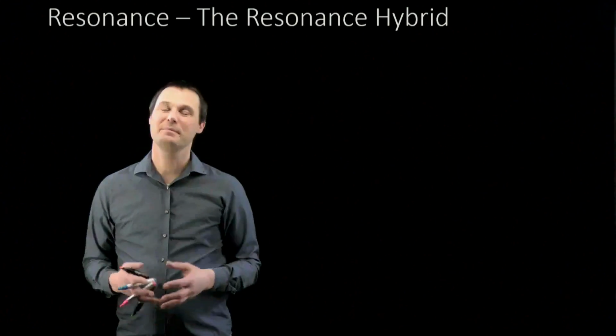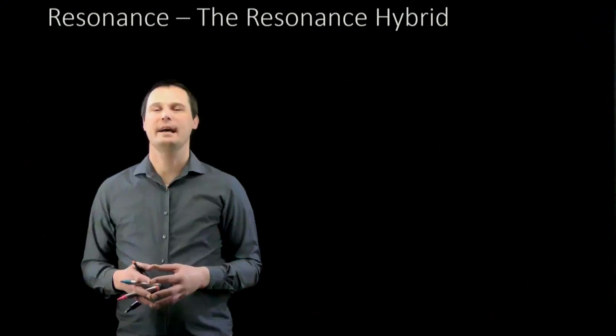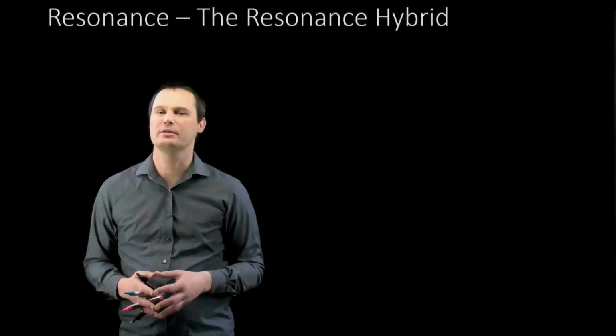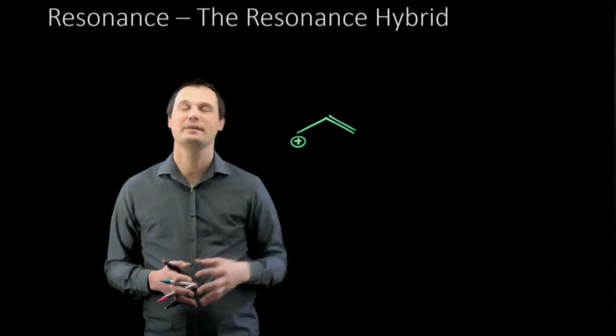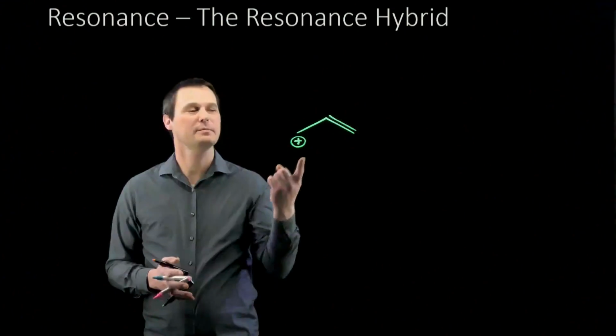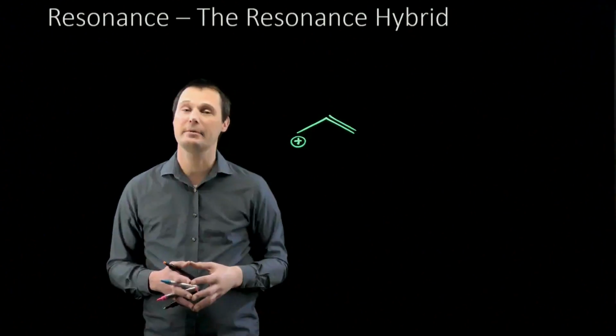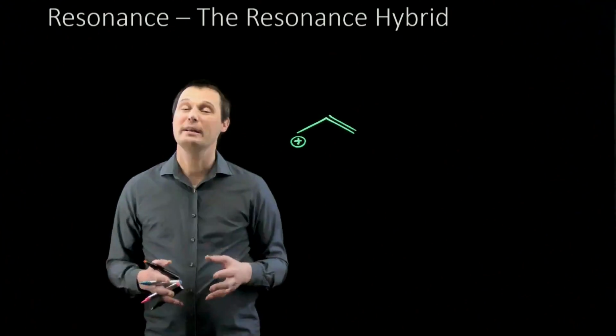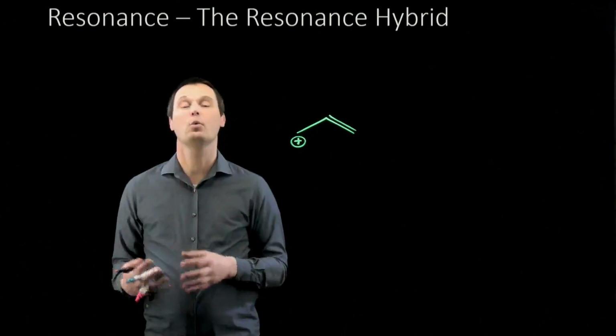Hey there, OChemNinjas. In this video, we're going to define the resonance hybrid and explain how it's different than resonance contributors. When I look at this molecule, I can draw resonance contributors for it. I see the positive charge is the unhappiest place because it lacks electron density. So I need to draw some arrows that push electron density toward that positive charge.